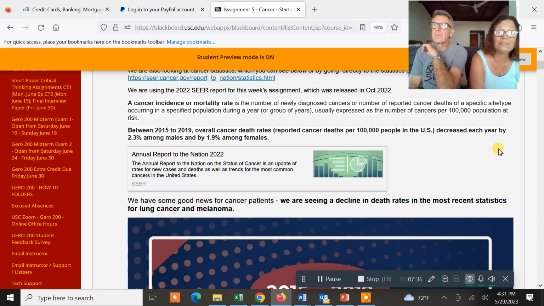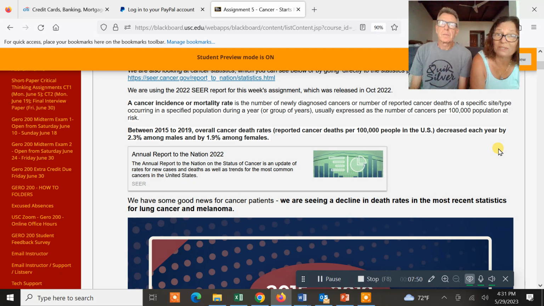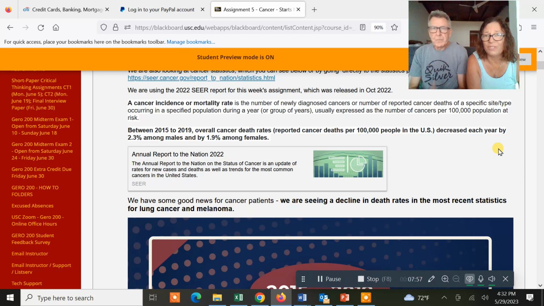And we can sometimes see disturbing data that shows an increase in cancer incidence, and we have to stop and think from a public health standpoint, what's going wrong? What do we need to fix? And the mortality rate, it is what it is. How many people in 100,000 people died from this cancer? The good news is we're looking at a decrease in overall cancer death rates. So that's reported cancer death rates per 100,000 people in the US. And it's been going down, and we look by male and female, 2.3% less among males, 1.9% among females.